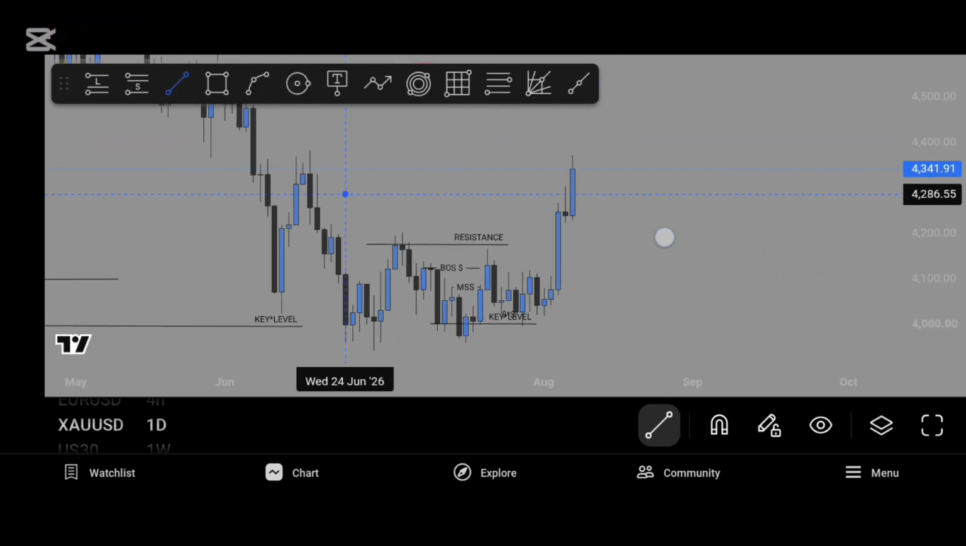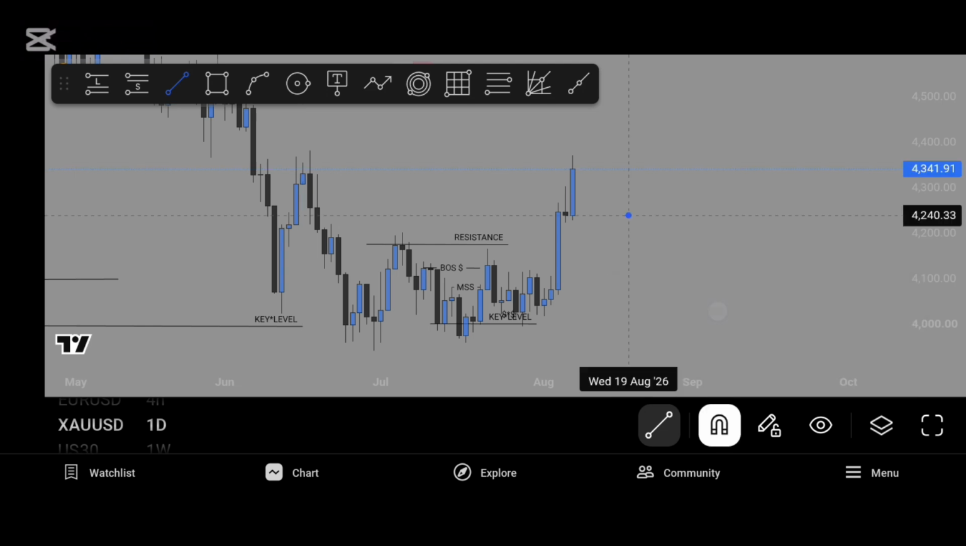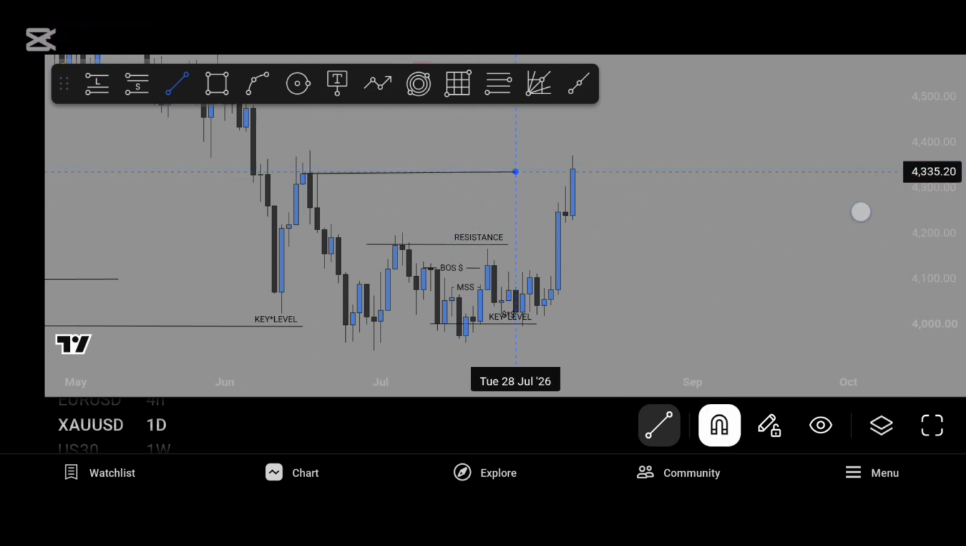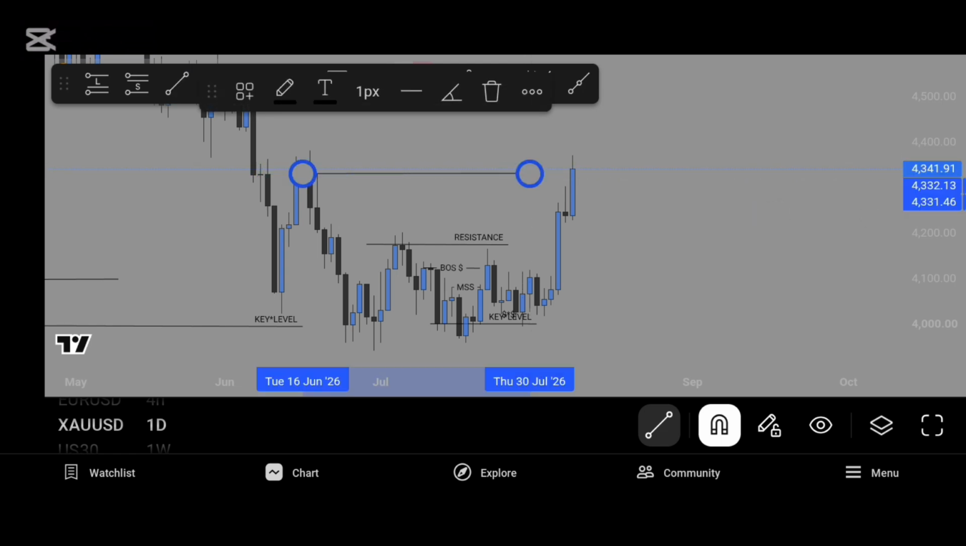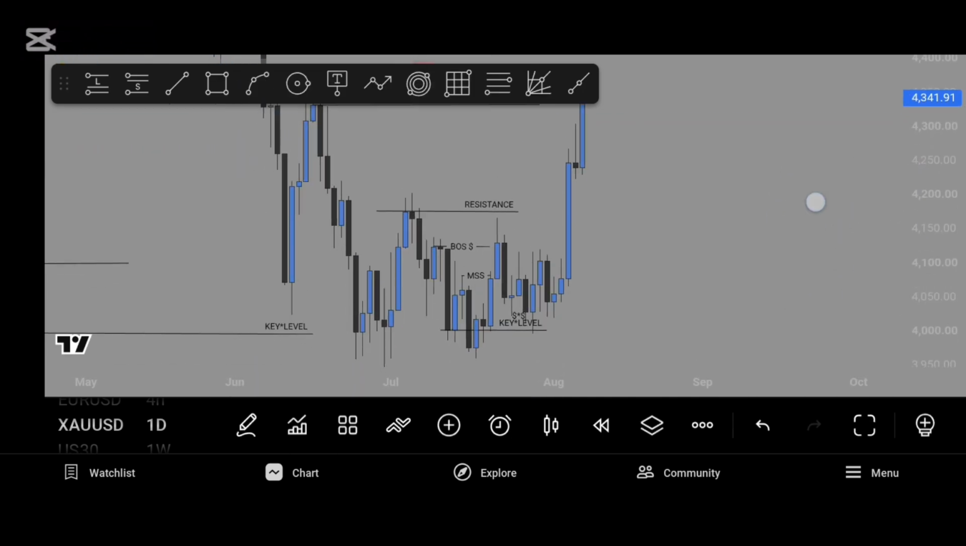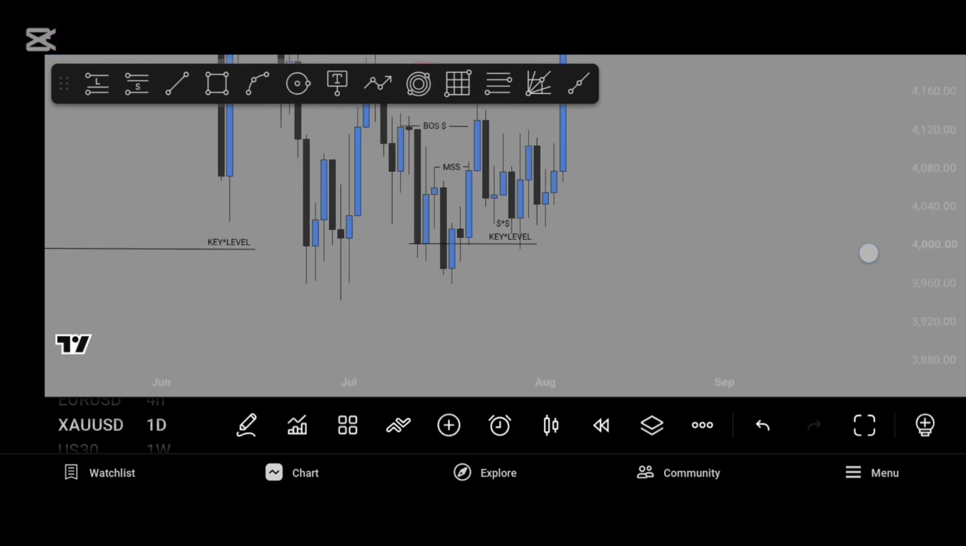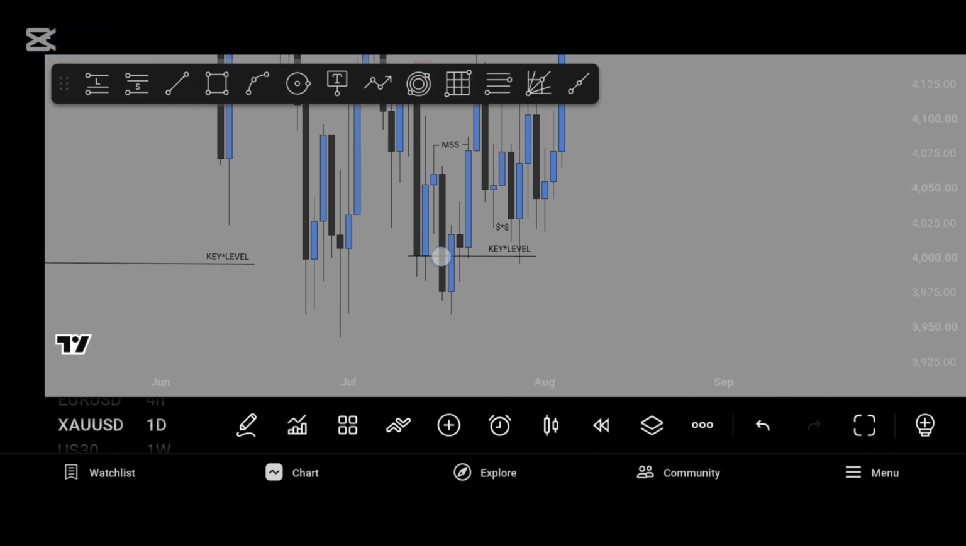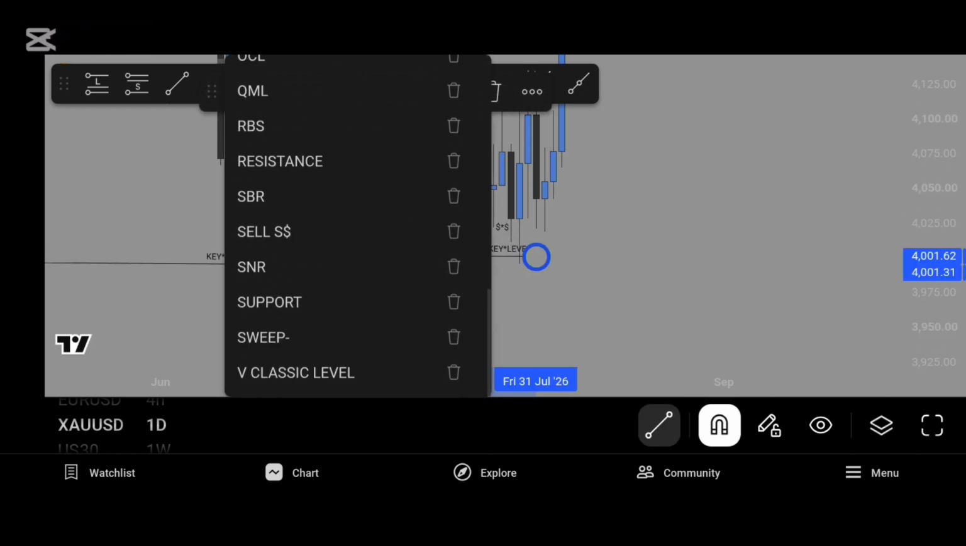Then this is our resistance, or you can call it external range liquidity or buy side liquidity. But let's put it to be resistance. That was the nearest resistance I could aim for. All of these have now become a QML.